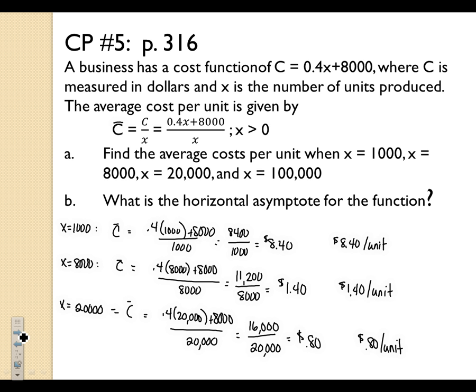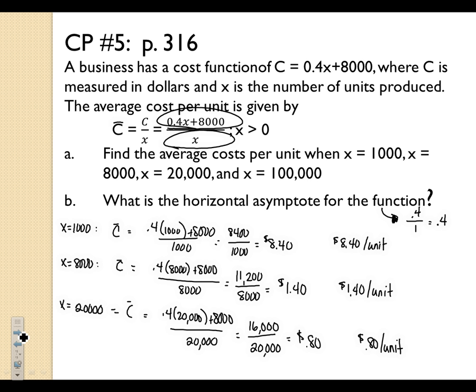Okay, so look at part B. What is the horizontal asymptote for the function? All right, so taking a look at this, our top function here has degree 1, and our bottom function, our denominator function, has degree 1. So again, we're going to be looking at a ratio of our lead coefficients. So our lead coefficient for the numerator function was 0.4. Our denominator's lead coefficient is 1. So that ratio ends up being 0.4 over 1, or 0.4.